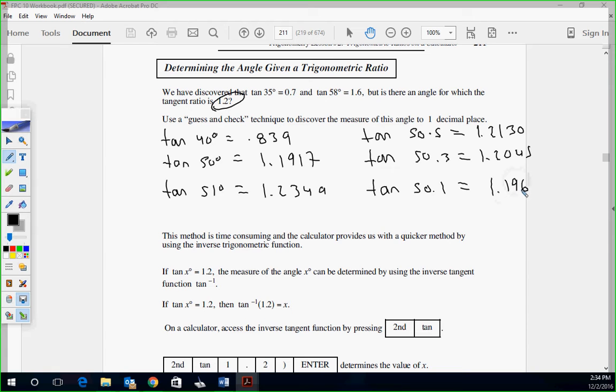Okay, so these are all the ones that I just tried, but you can see we're zeroing in. It's right between 50.3 and 50.1. It's just guess and check. We're just punching things in our calculator. Okay, don't be overwhelmed. This method's obviously really time-consuming, so we're going to show you how to do it with your calculator to find it faster.